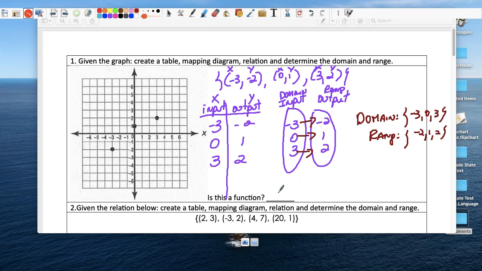Is this a function? Yes, because for every input, there's only one output. I used the word press, right? When you put negative 3 in here, the only thing that came out was negative 2. When you put 0, what came out was 1. When you put 3, what came out was 2. So for every input, there was only one output. So this is a function.